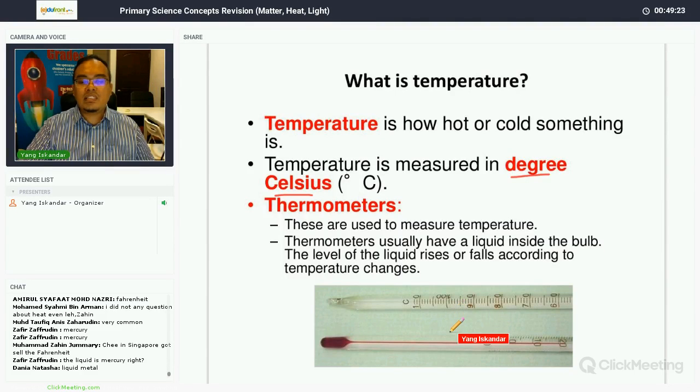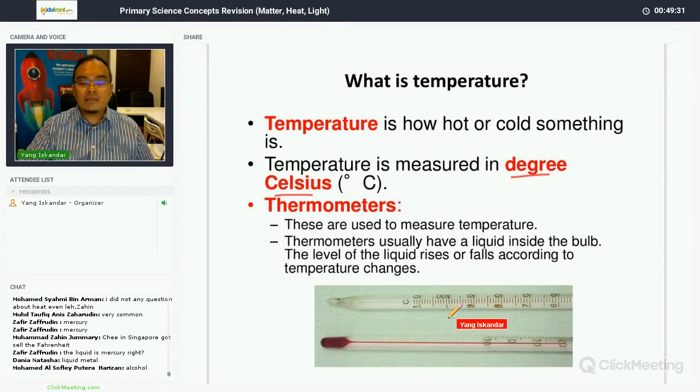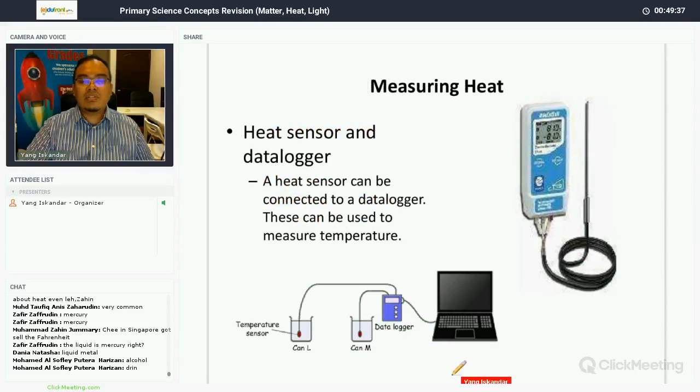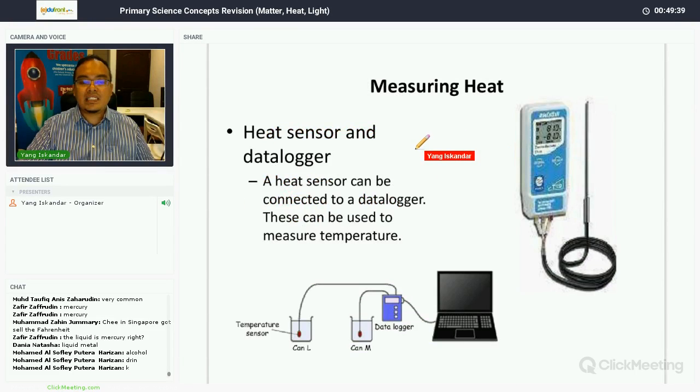But nowadays, you don't see this very often. Nowadays, they use electronic or digital thermometers. Even in the laboratory, we use the data logger, using heat sensors.